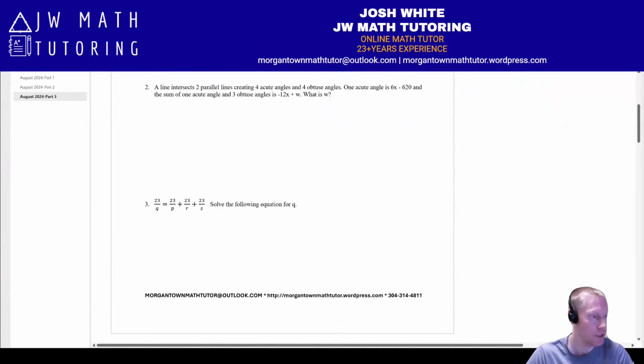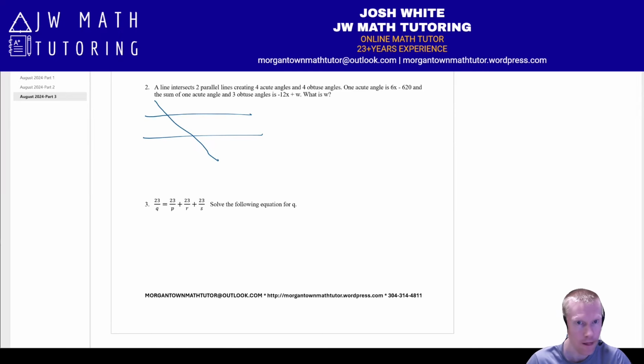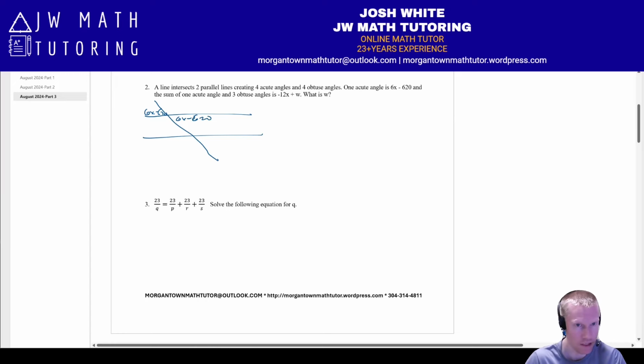Next up, question number 2. In this situation, you basically have two parallel lines here, and then you have a transversal. And so notice here, you technically have 8 angles, 4 at each intersection point, and 2 of them are acute, vertical angles, and then 2 are obtuse. So if the acute angle is 6x minus 620, so that would be right here, 6x minus 620, this one also 6x minus 620. You could also label the same things down here.